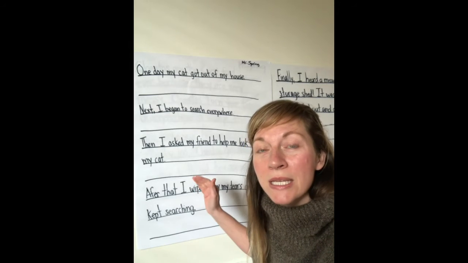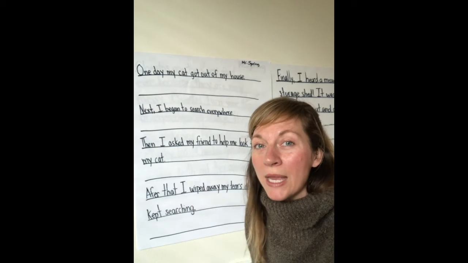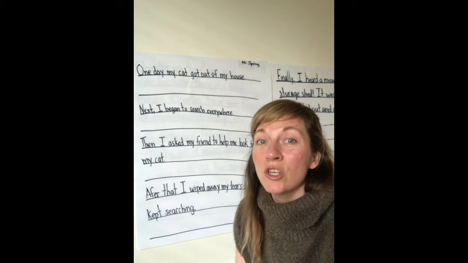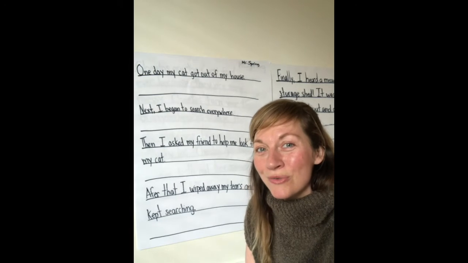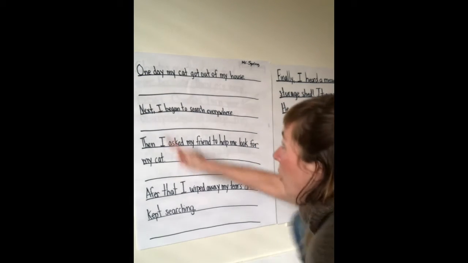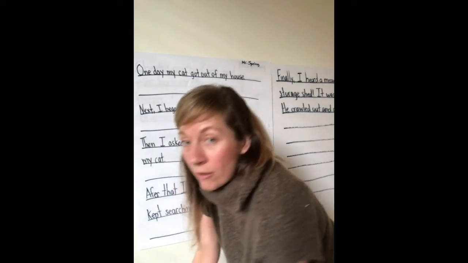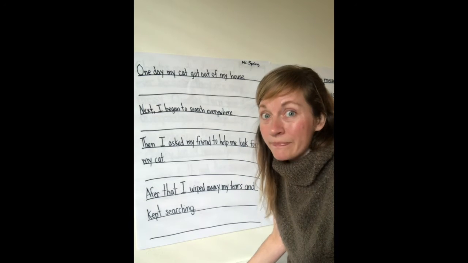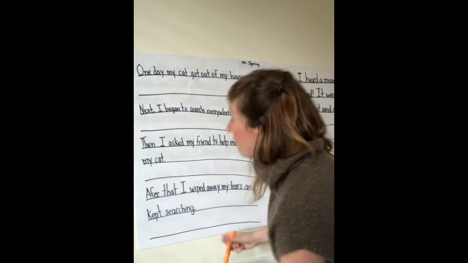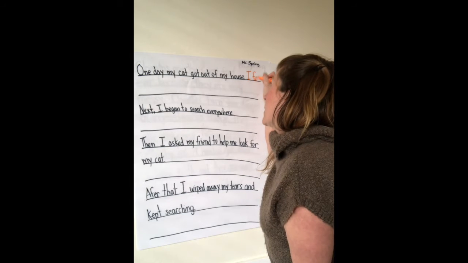You have your basic beginning, middle, and end. But I want you to go back and add some feeling words to your work to make it a little more juicy. Wait and see. I have some ideas for my own work. One day, my cat got out of my house. Well, guess how I felt, buddies? That's right. I felt very worried because I lived on a busy street.